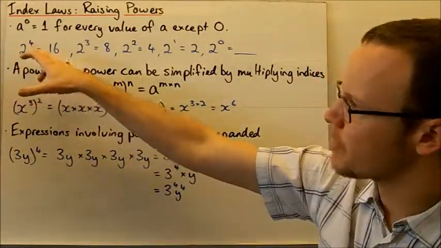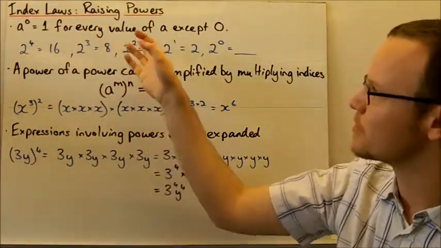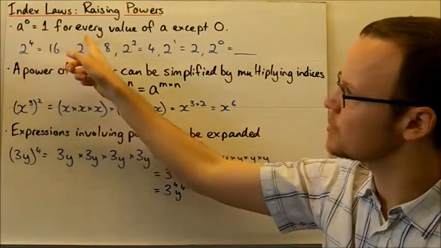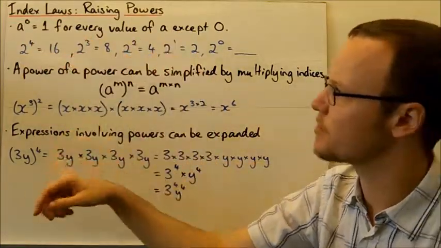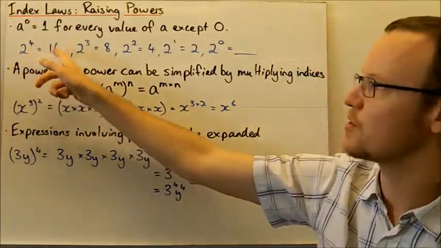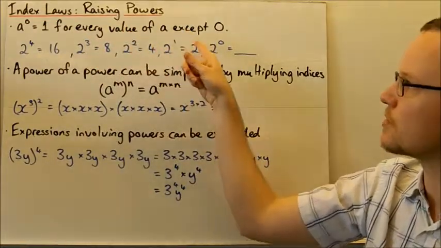So if we look at 2 to the power of 4, that's 16, 2 to the power of 3 is 8, 2 to the power of 2 is 4, 2 to the power of 1 is 2. We can see that every time we reduce the power by 1, it's the same as dividing by the base. So we're dividing by 2 each time. So 16 divided by 2 is 8, divided by 2 is 4, divided by 2 is 2.